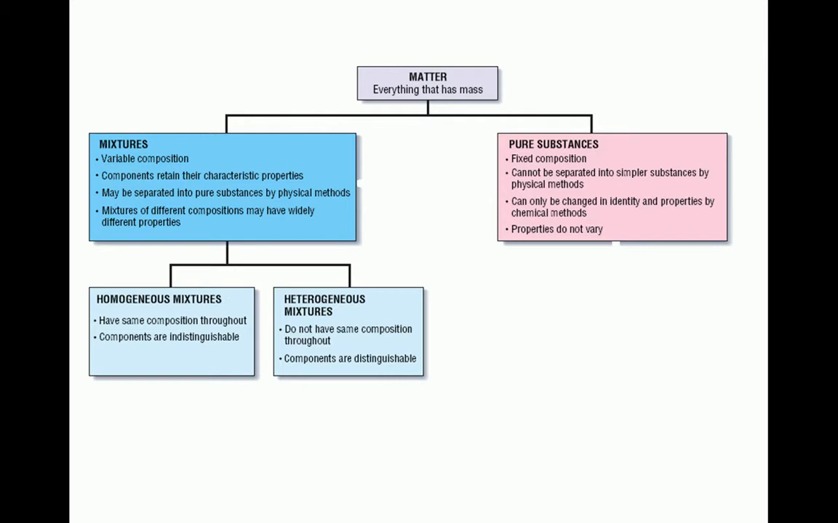Pure substances, unlike mixtures, have a fixed composition, and you cannot separate them into simpler substances by physical methods. That's because there's only one substance present. There's nothing to separate. The only way that we can break down a pure substance is through a chemical method. We could possibly separate it into simpler particles, but that would result in an alteration of the composition of the sample.